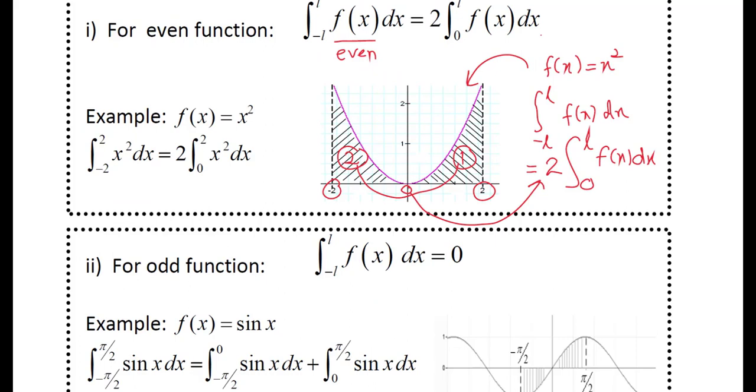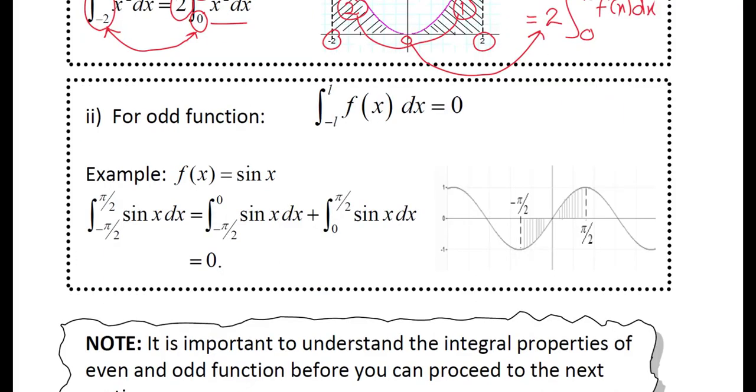And okay, let us see, for example, f(x) equal to x squared. So we will integrate from negative 2 to 2 of x squared dx. So what you can do is 2 multiply with the integral from 0 to 2 of x squared dx. Okay, you have to change the limits. Make sure you change the limits and multiply with 2.